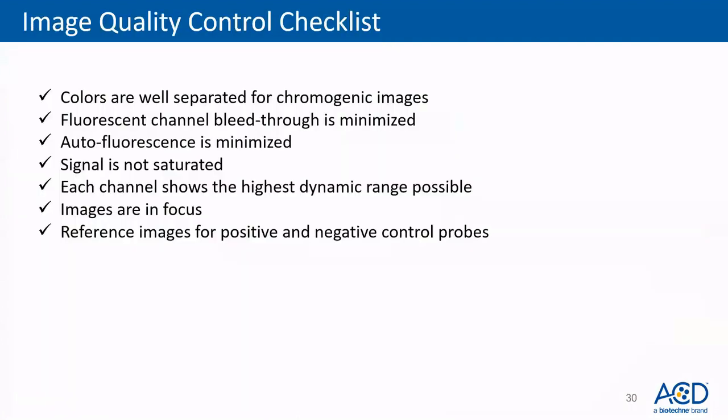This checklist is a good way to review whether or not your image is of good enough quality to continue with the analysis. Firstly, check that the colors are well separated for chromogenic images. For fluorescent images, be sure that fluorescent channel bleed-through is minimized, that autofluorescence is minimized, and the signal is not saturated. Also, be sure that each channel shows the highest dynamic range possible. For all assays, be sure that the images are in focus. And it is always good to have reference images for positive and negative control probes available for each unique tissue and for each unique assay run.